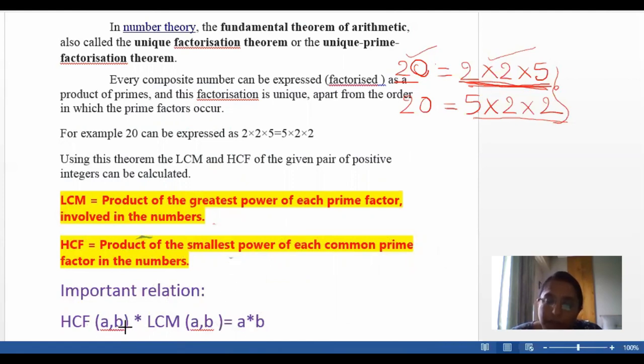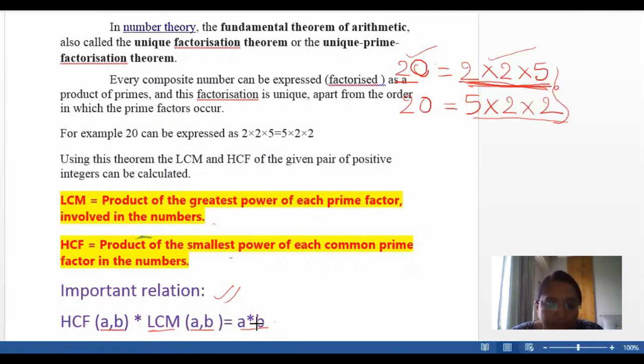HCF of A and B into LCM of A and B is equal to the product of the two composite numbers. I repeat, A and B are two given composite numbers. If you find out the HCF and LCM of those numbers, then you will have this relation. What is that relation? HCF into LCM is equal to A into B.